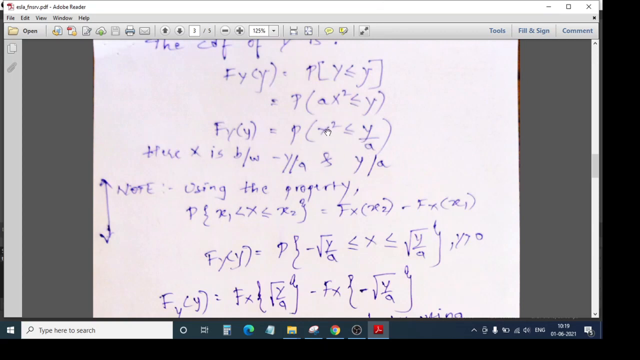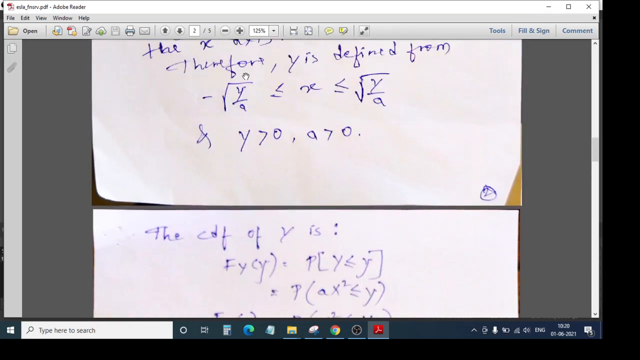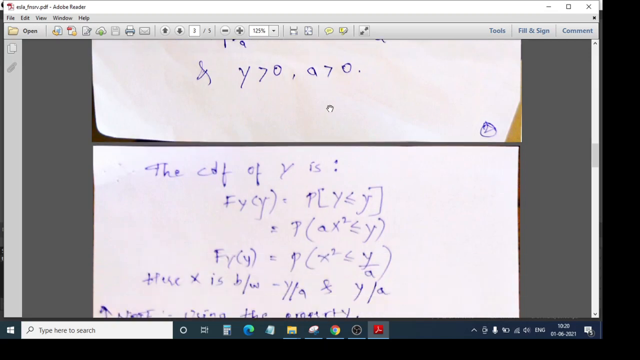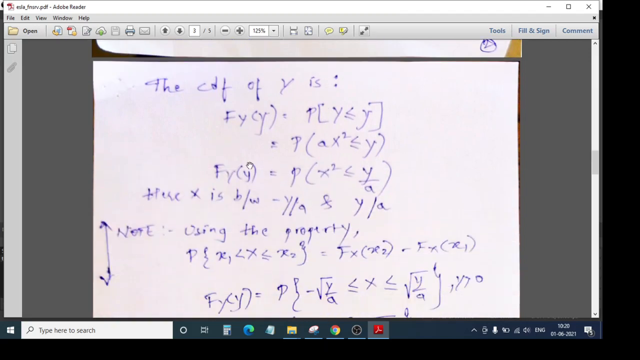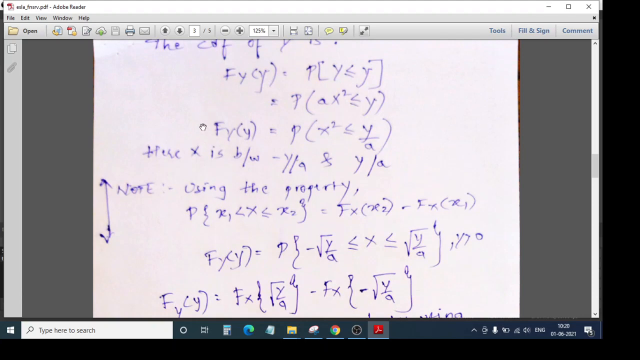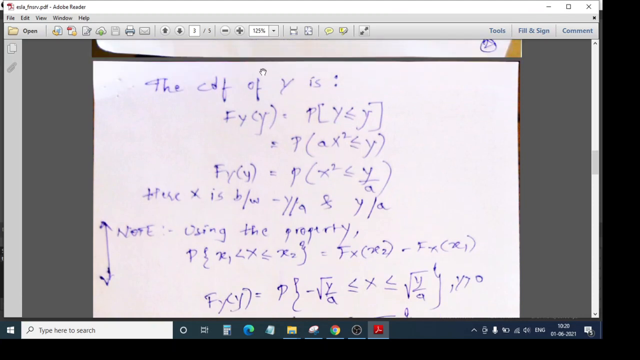Now what is happening here now? It is x square, that means we need to take a square root of it. So therefore what would happen? This x will be ranging between what now? Minus square root of y by a to plus square root of y by a. This we have already defined here. When I take a square root, this x is ranging between minus square root of y by a to plus square root of y by a. Okay, so we have found out your what now? This is your CDF. This is your CDF of y.